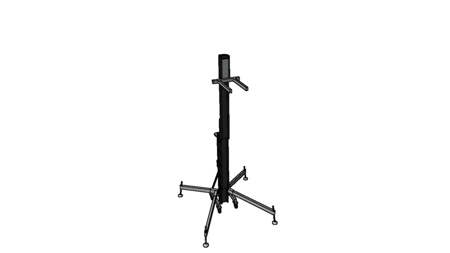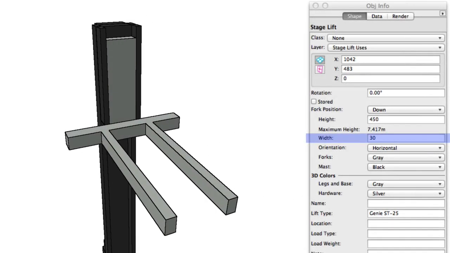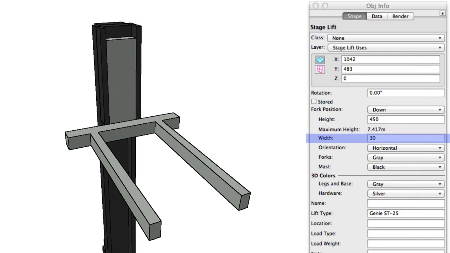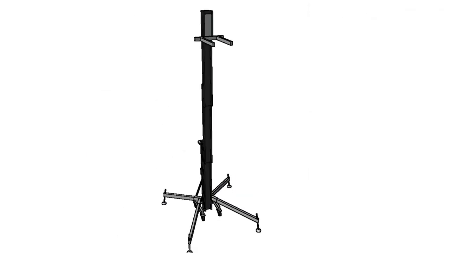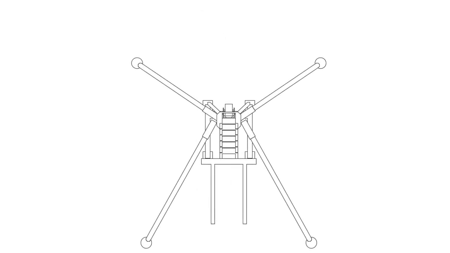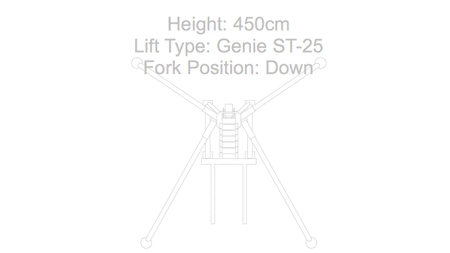When you adjust the height, the object extends or contracts appropriately. You can see it telescoping in and out here. Width allows you to adjust the spread of the fork tongs. Orientation controls whether the fork will be pointed outwards or upwards. The fork, mast, legs, base, and hardware can be colored gray or silver, whichever best matches your stage or conceals the lift from view. As with the previous 2 objects, you can also use text options to add a label to your lift, identifying its make, model, and various other attributes.